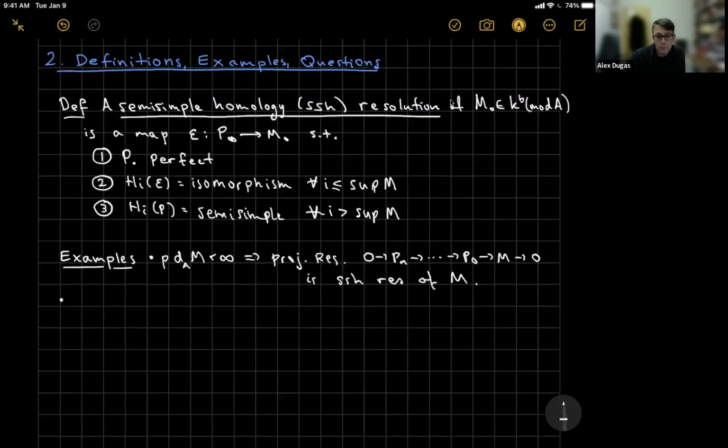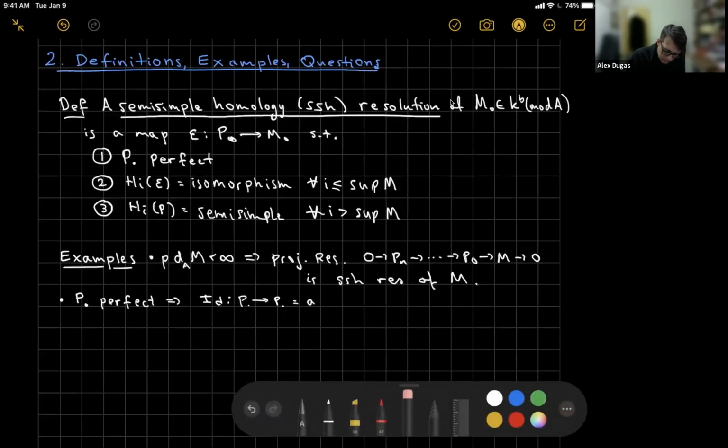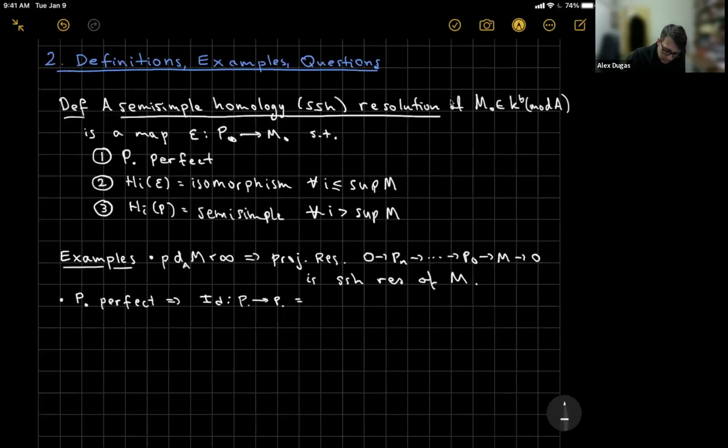Second, we have a couple of trivial examples, which are important to realize. If P is a perfect complex, then we can actually just take the identity map, and this is trivially an SSH resolution of P.